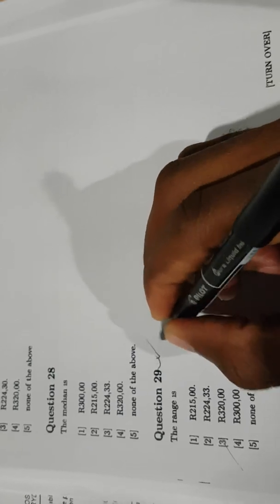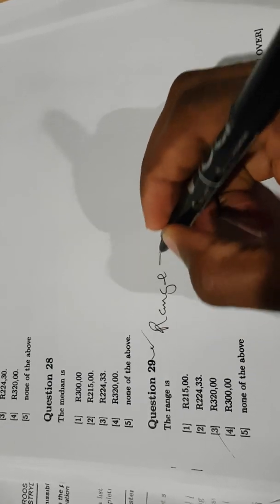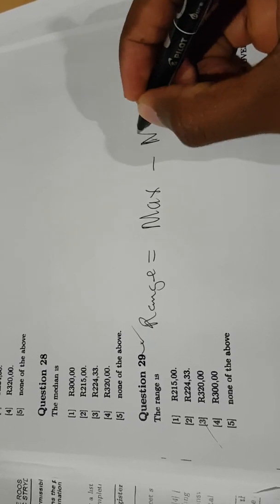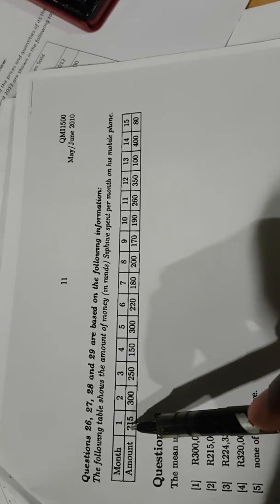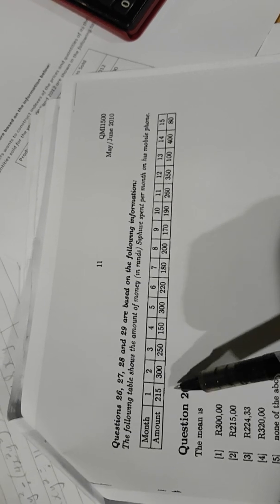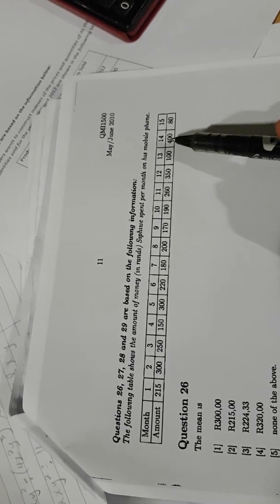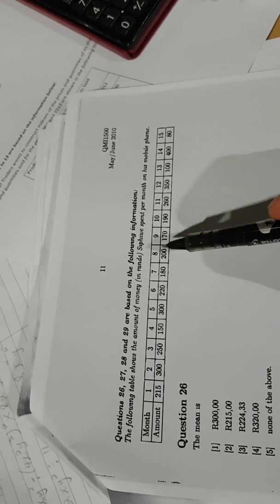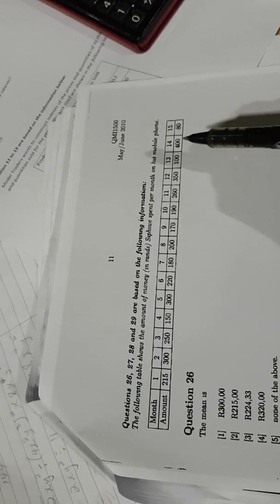The formula for range is equal to the maximum number minus the minimum number. So after rearranging your information, you take the maximum and subtract the minimum. So in our information, I think 400 is the maximum. In our information, I think the minimum will be 80.